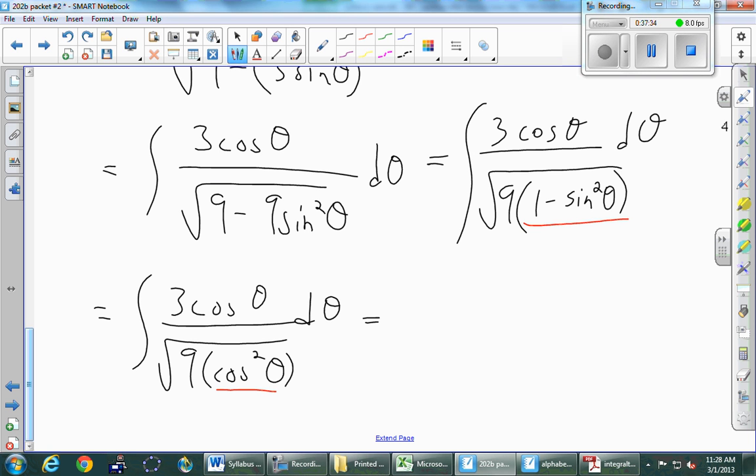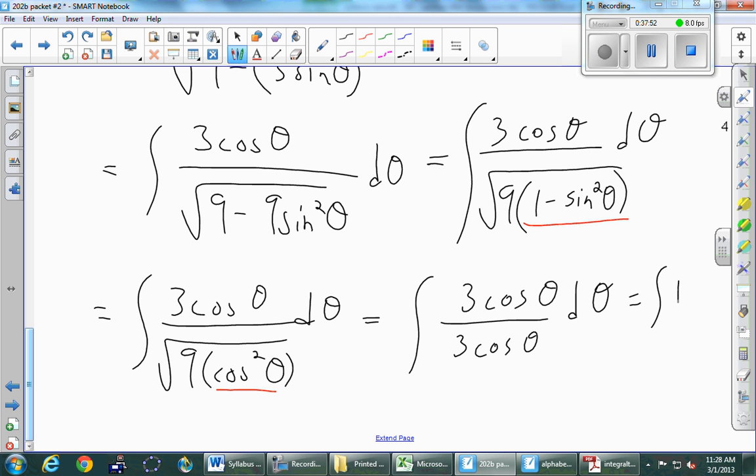Equals. Okay, upstairs, we still have 3 cosine theta. What do we have downstairs? It is a plus or minus. We're going to ignore that technicality, just put the plus. Everybody see where the bottom 3 cosine theta came from? Square root of 9 cosine squared. So finally, we get to an integral that's very easy to do. Integral of d theta is theta.